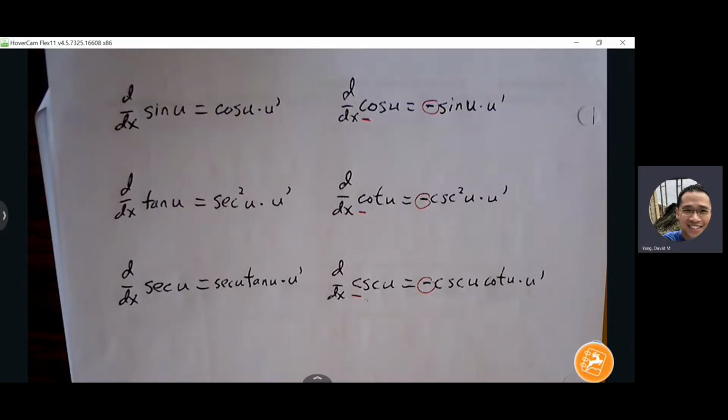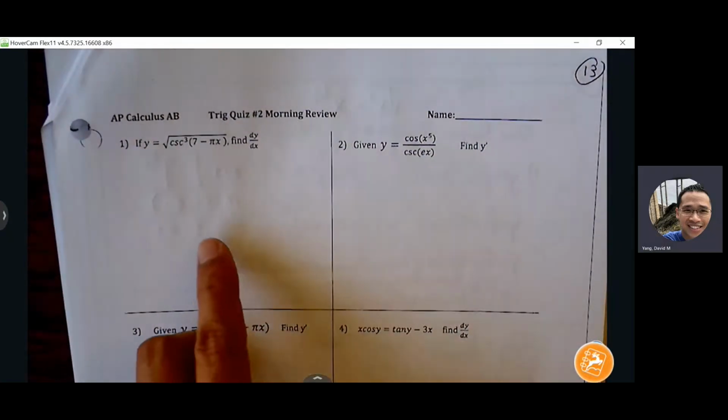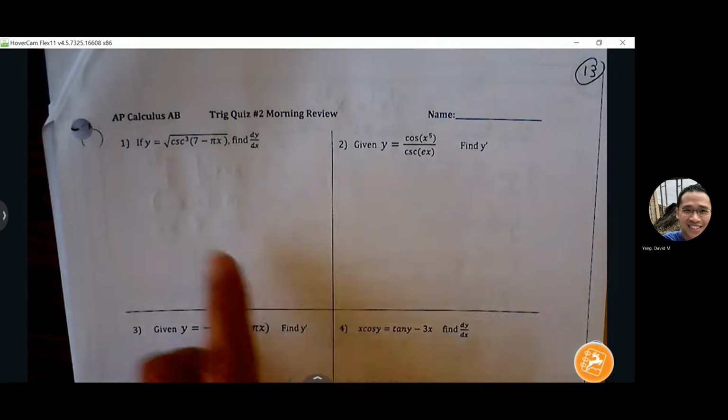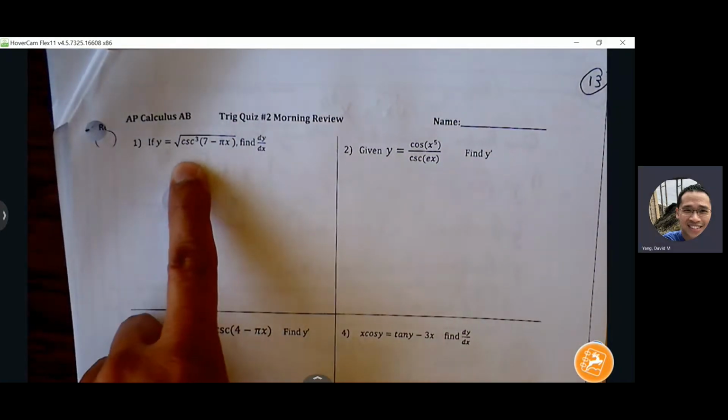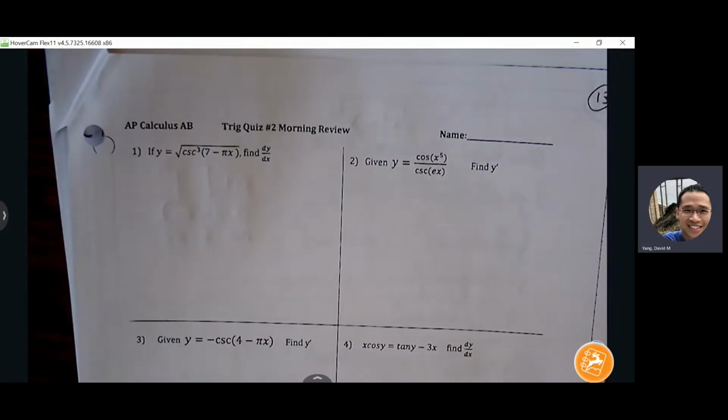Okay, let's turn to worksheet 2. And I don't think we got through all of number 1, right? Did we? We didn't. Okay, so let's go through this problem here.